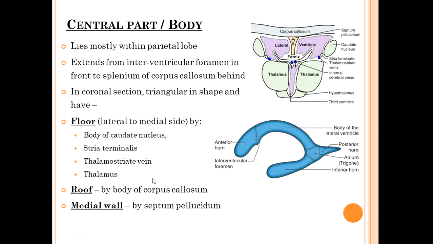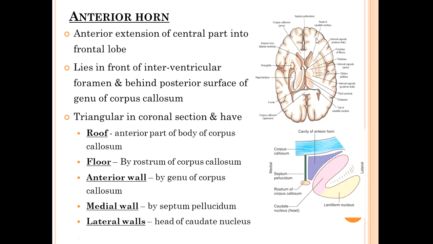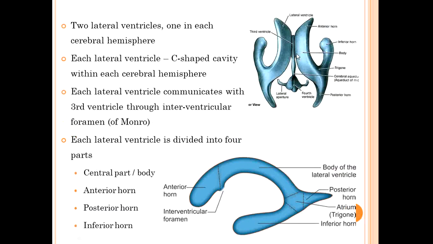Then the second one is the roof. Here is the roof. The roof is formed by the body of the corpus callosum. Then the medial wall, this is the medial wall. This is formed by the septum pellucidum. Again I am telling, this is the coronal section of the central part or body having a roof, medial wall, and this is the floor. Then another one is the anterior horn. This one is the anterior horn, as I showed you earlier.